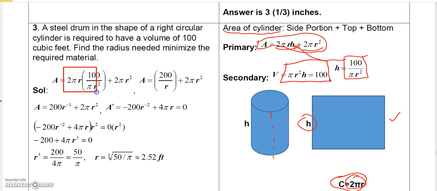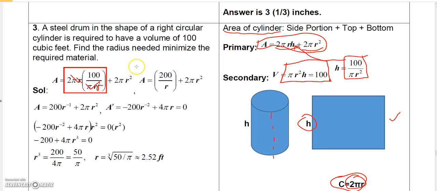What I had is 2 pi r, and then I wanted to multiply it by h, with h being 100 over pi r squared. Now if you simplify this, you can cancel the pi's, and then the r in the numerator cancels with r squared, giving me an r in the denominator. So all I'm going to have is 2 times 100 on top, and on the bottom just r. So I have 200 over r plus, of course, the 2 pi r squared.